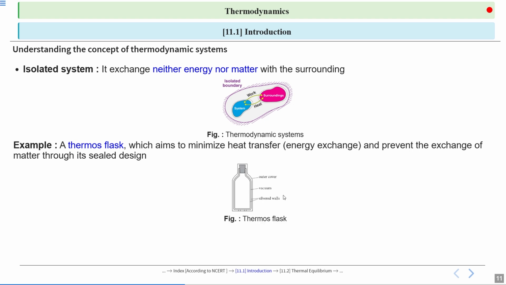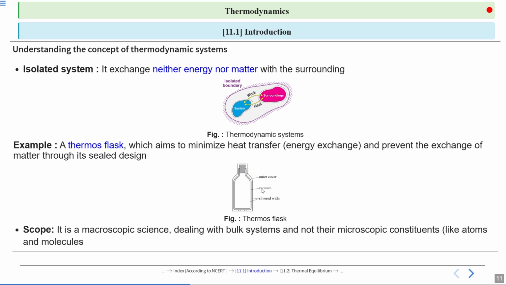So here we have a thermos flask. There are two layers of silvered walls and an outer cover, and between the silvered walls and the outer cover, a vacuum is present. So this is the best example of an isolated system. There is neither exchange of energy nor matter.